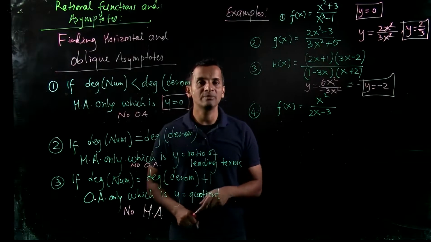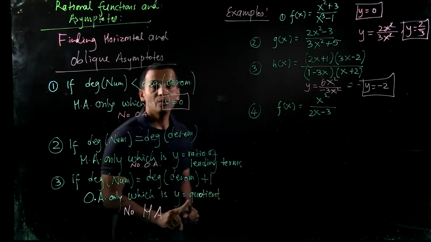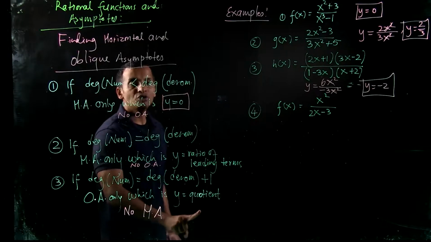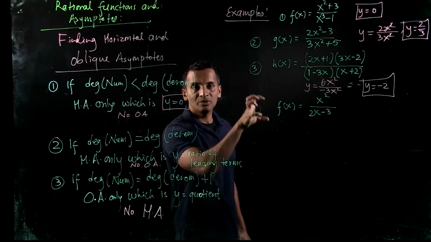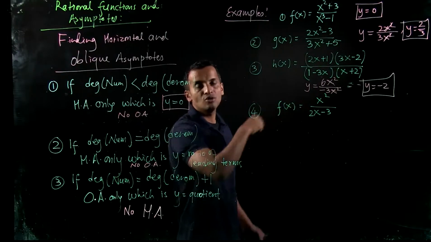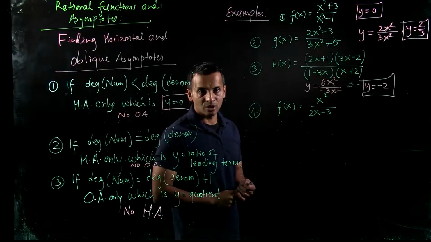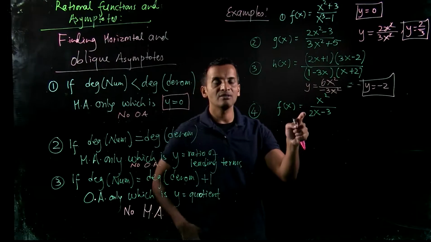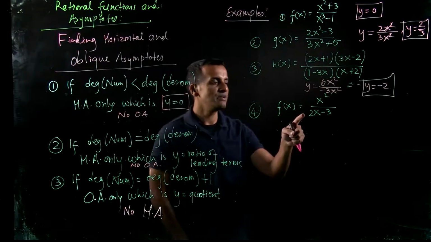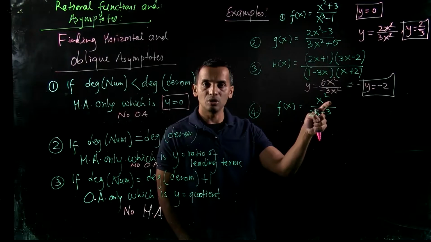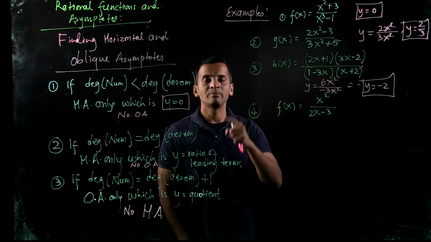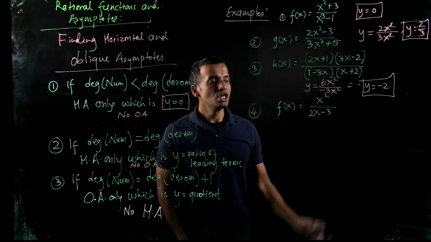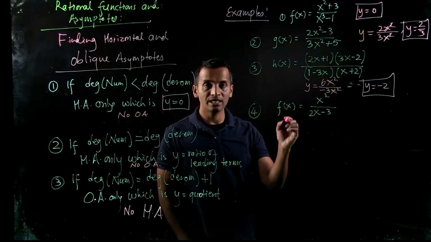But how do we find that oblique asymptote? What you do is y equals the quotient. When you divide the top by the bottom, whatever quotient you get, y equals that quotient will be the oblique asymptote. Okay, let's find the oblique asymptote in this case, because the degree of the top is 2, the degree of the bottom is 1, so the degree of the top is 1 more than the degree of the bottom. So in this case there is an oblique asymptote.